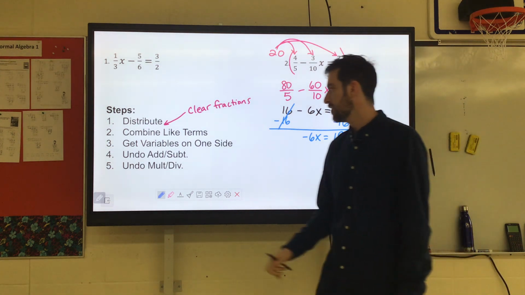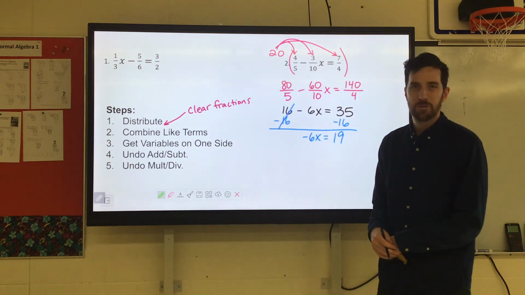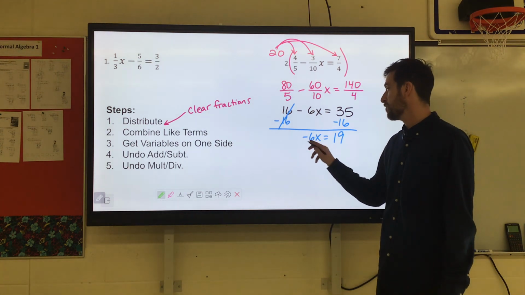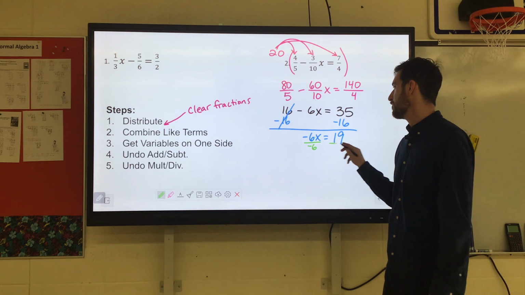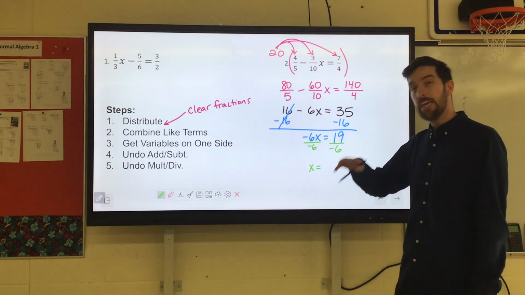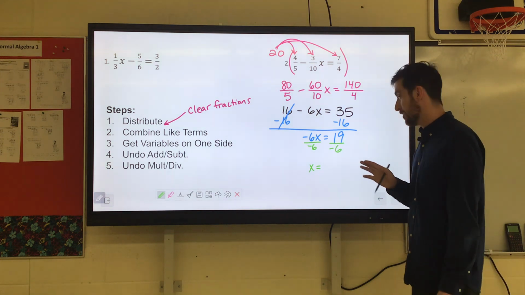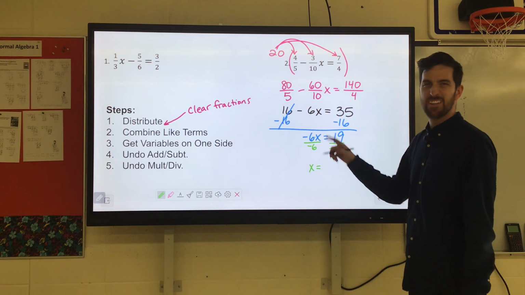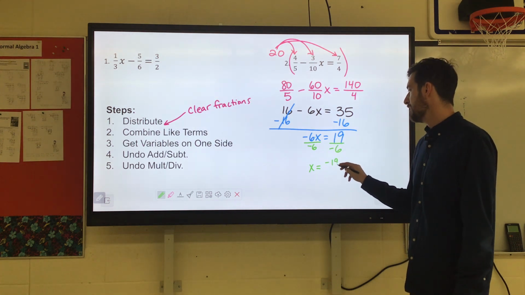We're to that last step. Oh my goodness. Undo multiplication and division. Negative 6 times x. So we're going to divide that from both sides. Now I want you guys to leave all answers as simplified improper fractions. Nothing goes into 19 and 6, so we just leave it. But we'll just kick the negative up top. Negative 19 over 6.